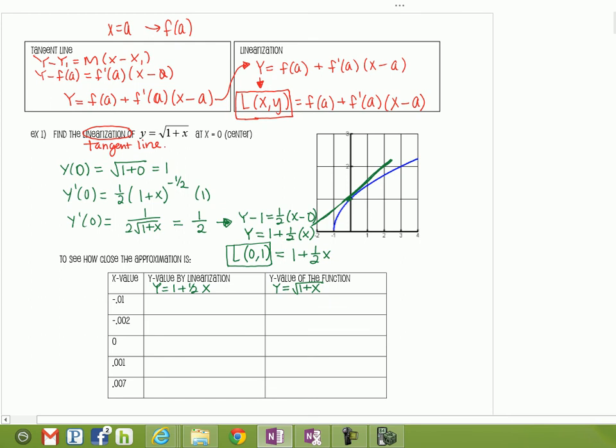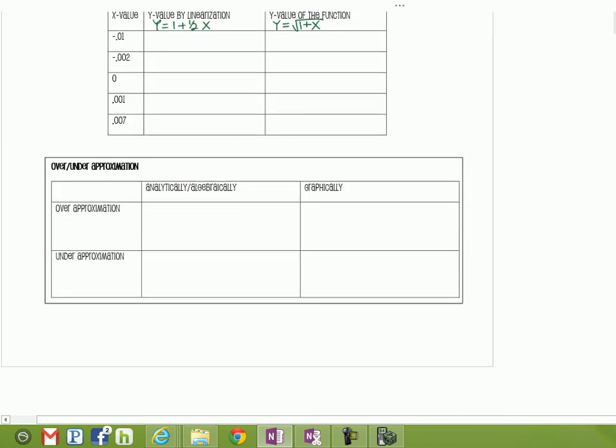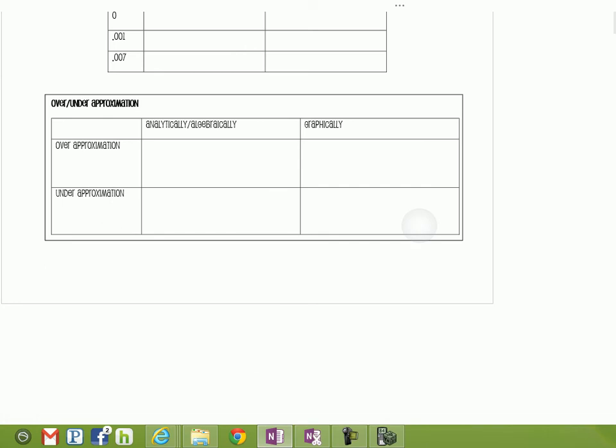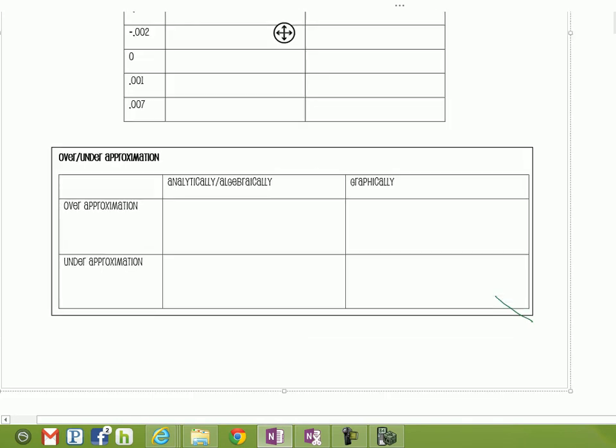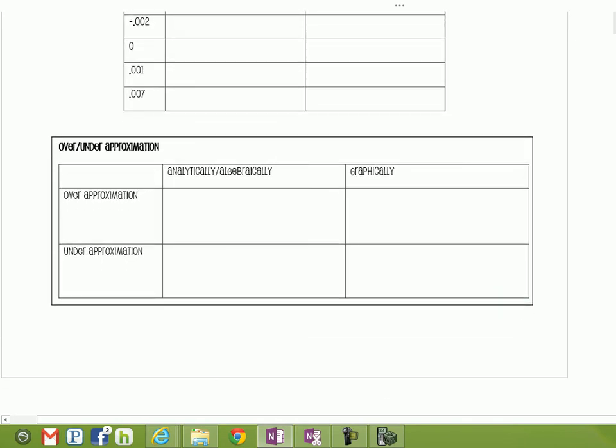So I think there's a piece missing down here. There it is. Alright, so the part that I didn't get to go over yet was this over and under approximation. I'm going to show you what it means to be an over approximation versus an under approximation. Over approximation means that the tangent values are bigger than the actual, and the under approximation is that the tangent value is actually less than the actual.